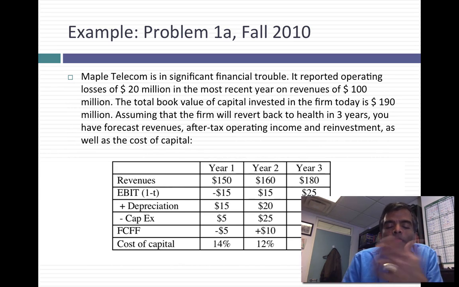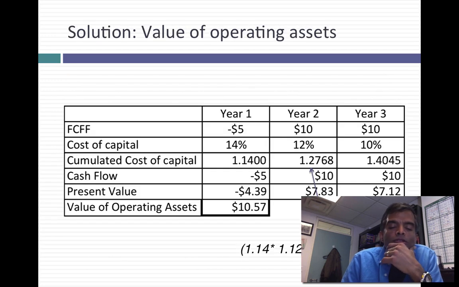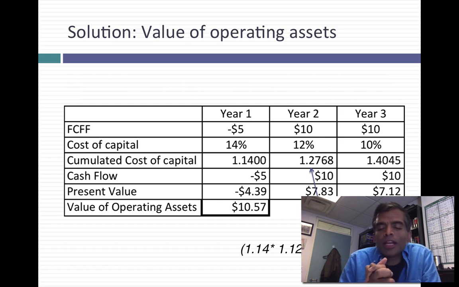But the last part of the problem asks you to do a valuation. So here's the last piece, the last part of the problem. You got the cash flows, you got the cost of capital. When I talk about the accumulated cost of capital, here's what I mean. The year 1 cash flow is no problem. I discount it back at 1.14, since 14% is the cost of capital. Year 2, my cost of capital is 12%, right?